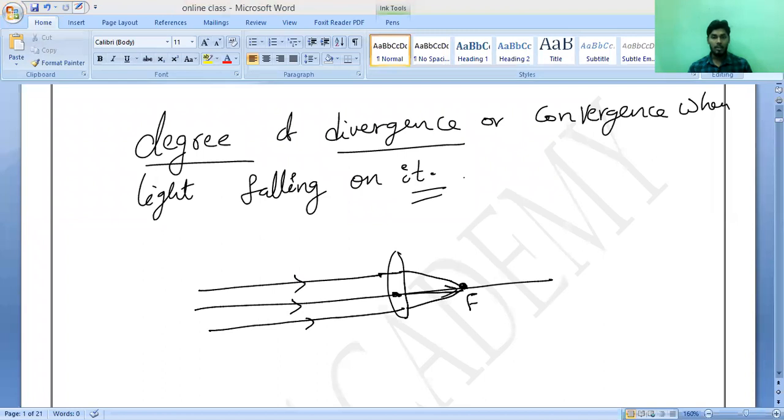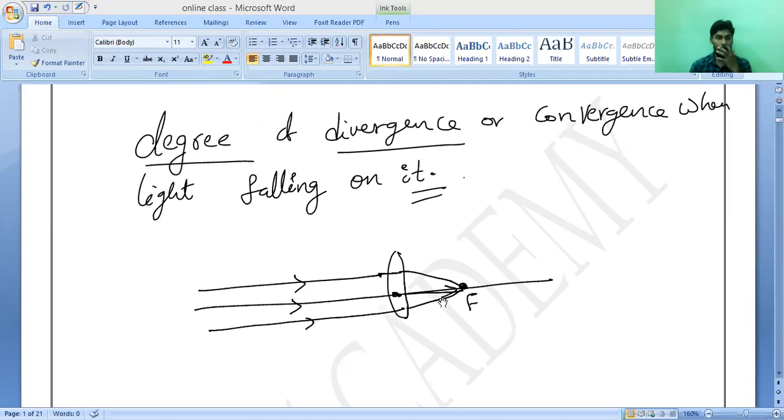If you take a convex lens, it is a converging lens for a parallel beam of light rays. The more strongly the lens bends the parallel beam of light, the closer it focuses the rays to the optical center, meaning on the focus.